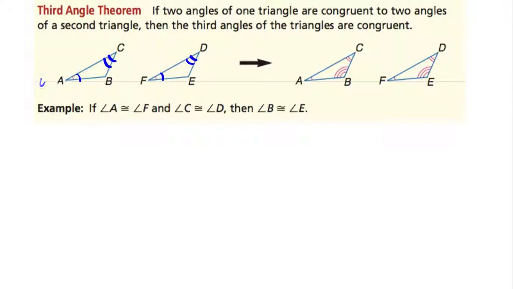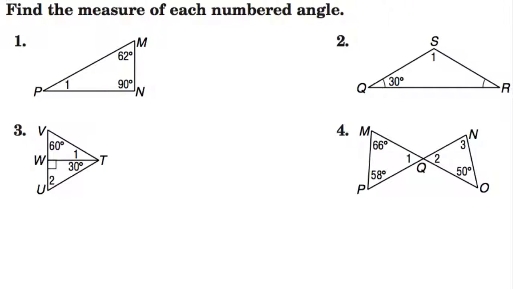This is really important because we don't need to say that three angles are congruent. We can just say that two of them are congruent, and it's assumed that the third must be congruent. This is called the third angle theorem. So this is going to be very important for us later on when we prove, but for right now, we are going to be figuring out problems like this.